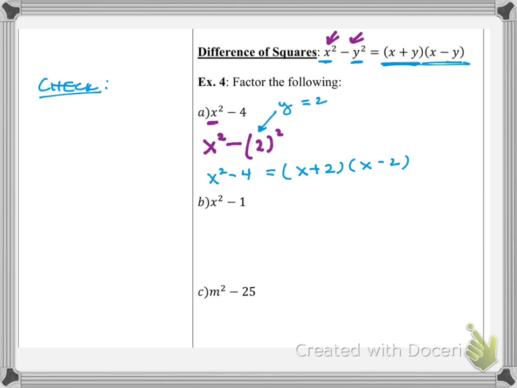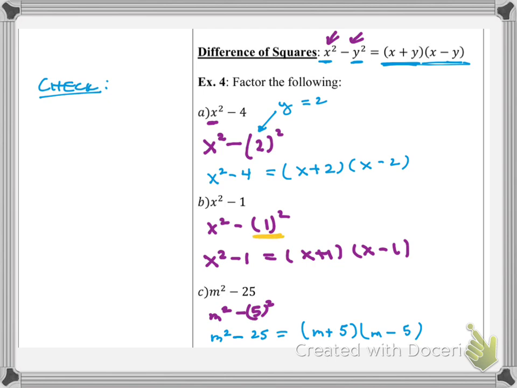Okay, welcome back. You see here, I rewrote that 1 as just 1 squared so I can have that form. And so the answer is the quantity x plus 1 times the quantity x minus 1. And you really don't need that parentheses there. You could have just written it as x squared minus 1 squared. That's fine too. And so for C, m squared minus 5 squared. And so the answer is m plus 5 times m minus 5.